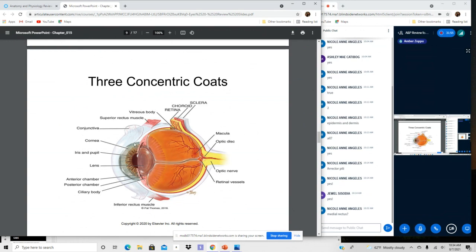Okay, so you have the cornea and lens, they direct light to the back part of the eye called the retina. The retina takes that information and delivers it to the brain through the optic nerve. Okay?